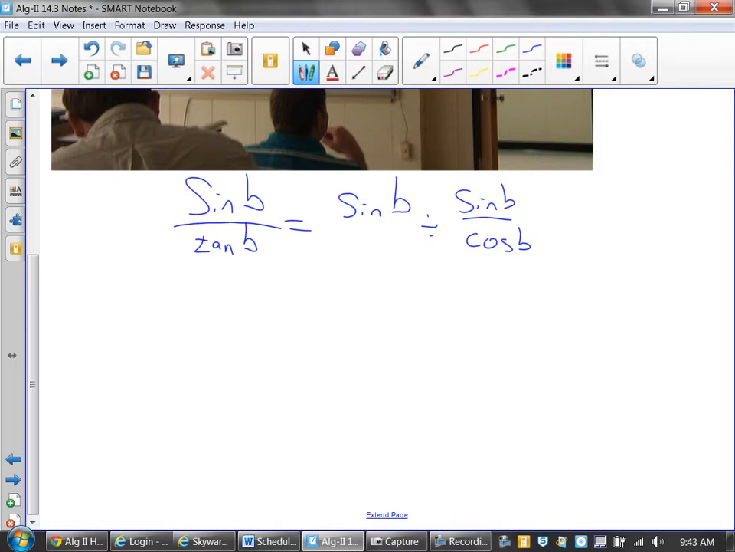What do you do when you divide by a fraction? So the sine of b times cosine of b over sine of b. So you get cos b.